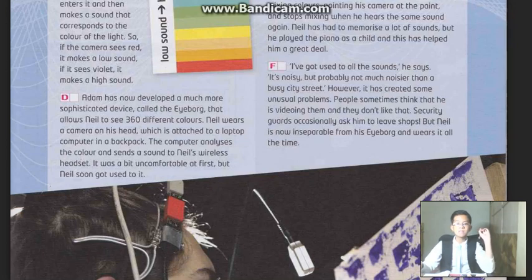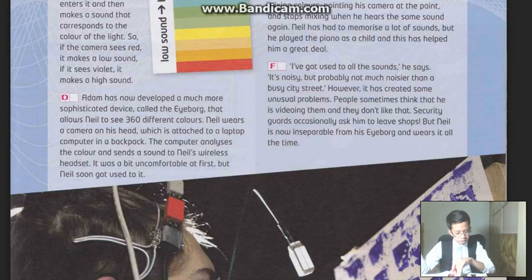Okay, but let's read the next line. However, it has created some unusual problems. Unusual problems, that means we didn't expect it. We didn't expect it to happen. So some unexpected problems have been born.